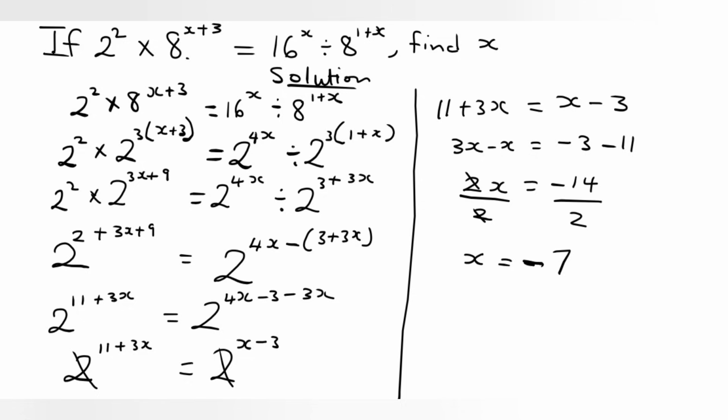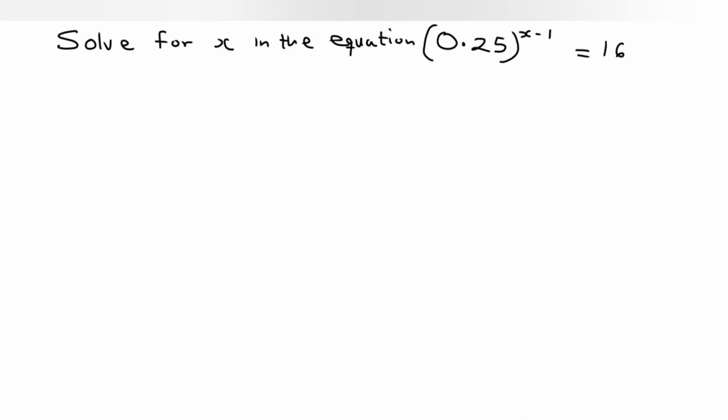Alright, so let's take a look at the next question. So the question says, solve for x in the equation 0.25, everything raised to power x minus 1, equal to 16. Solution. So we have 0.25, then close the bracket, x minus 1 equal to 16.